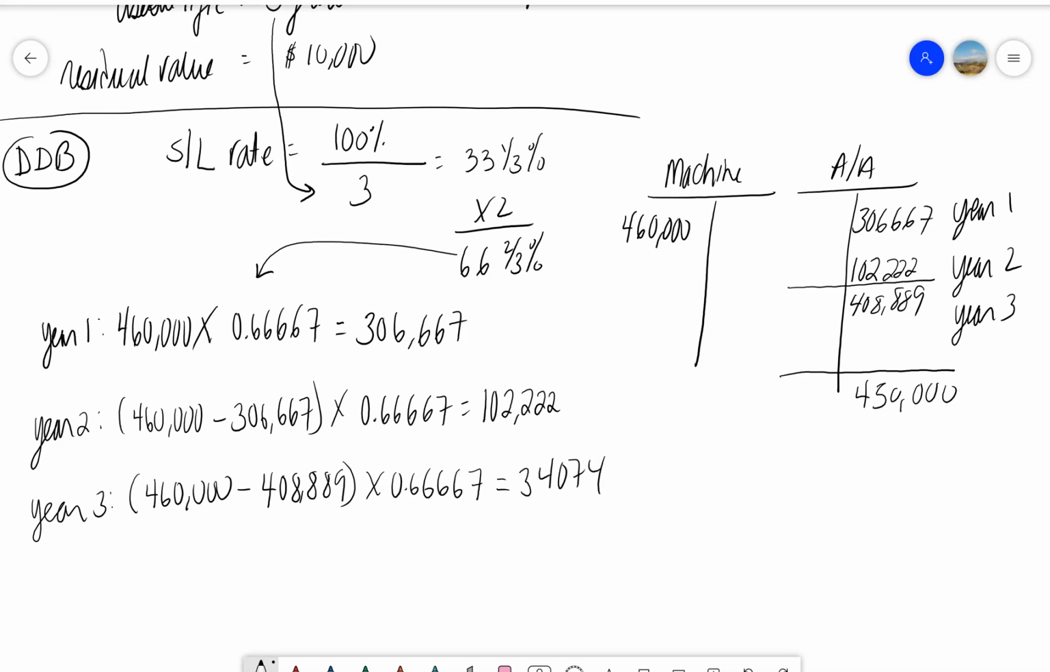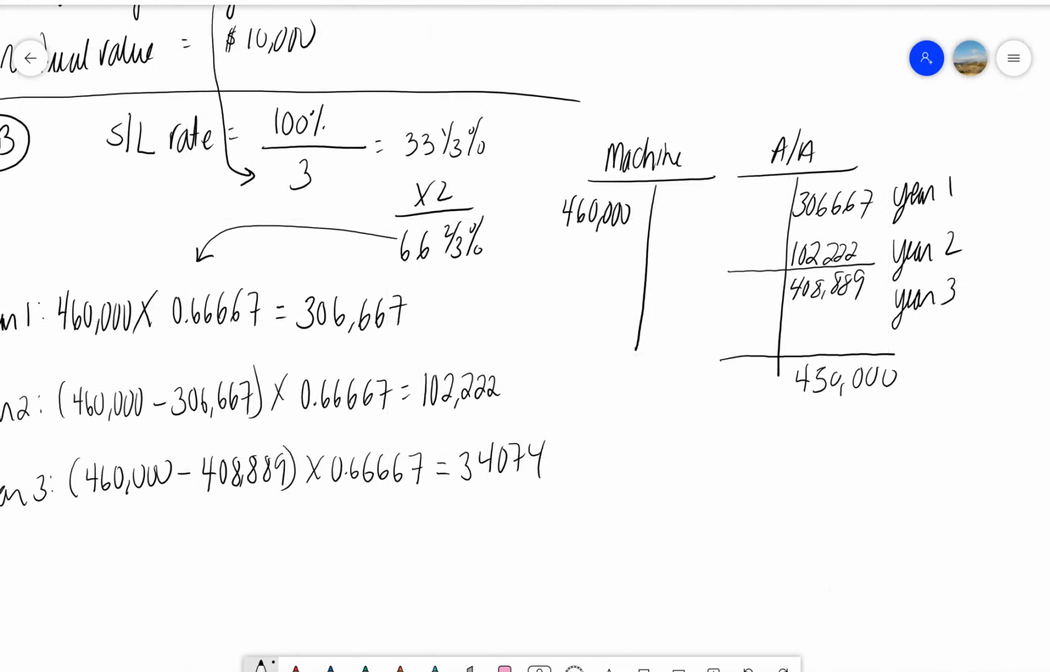That's going to give us $34,074. But remember, we want to end up with $450,000 accumulated amortization at the end of year three. So this is actually going to be too little. If we add that to the $408,889, that's not going to bring us up to $450,000. So in year three, rather than use this number, year three will just be a plug.